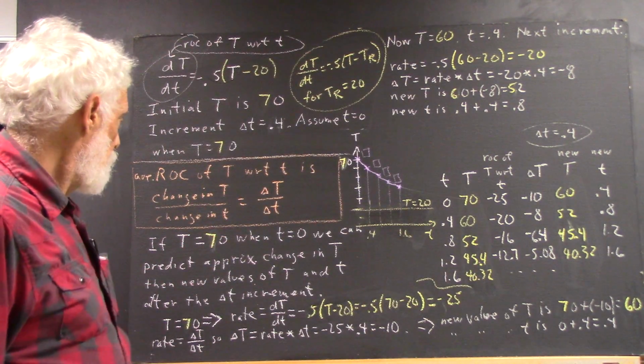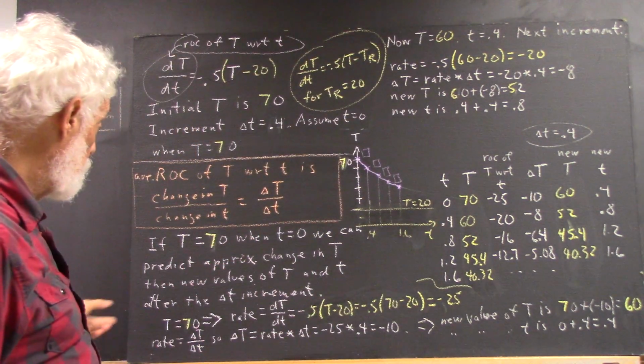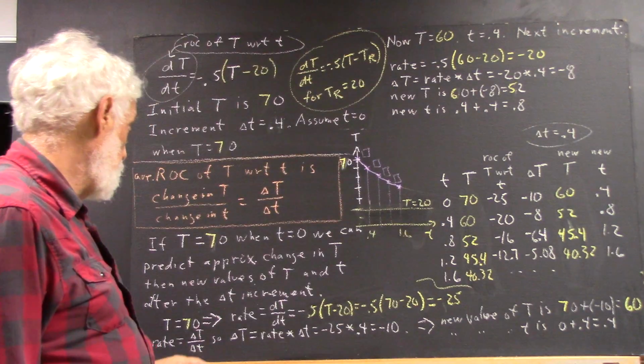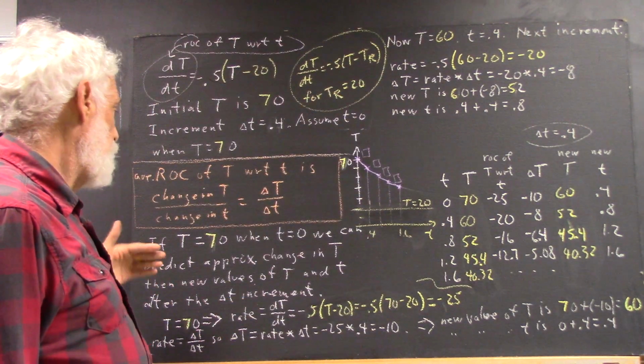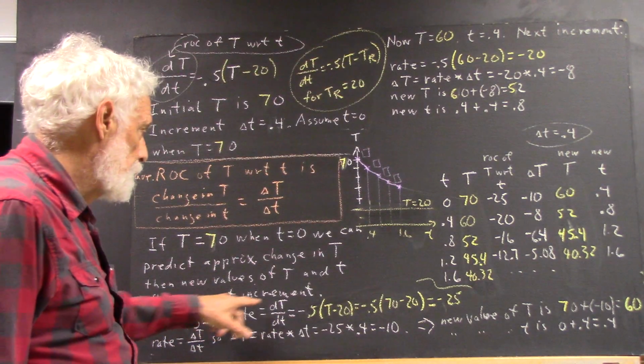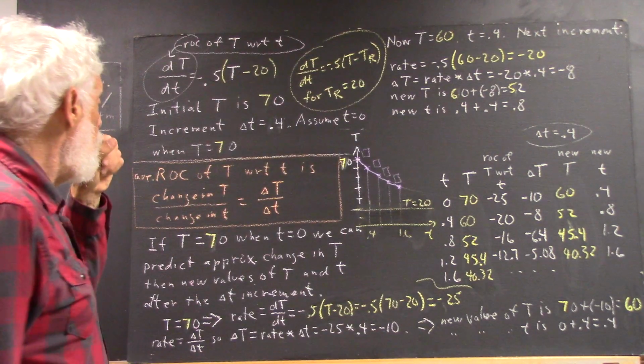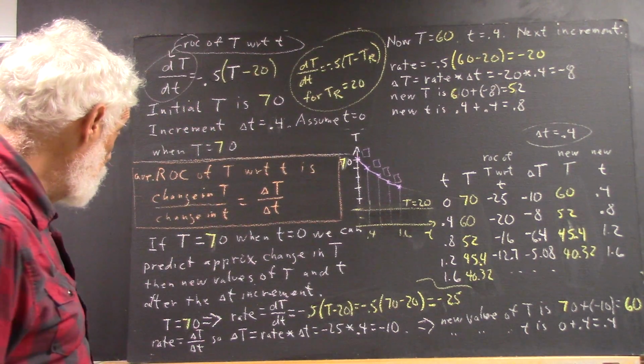Okay, now, if big T is 70 when little t is 0, well, what do we want to do? We want to predict the approximate change in big T, and then the new values of big T and little t after our delta t increment, after our 0.4 time unit increment. How do we do that?